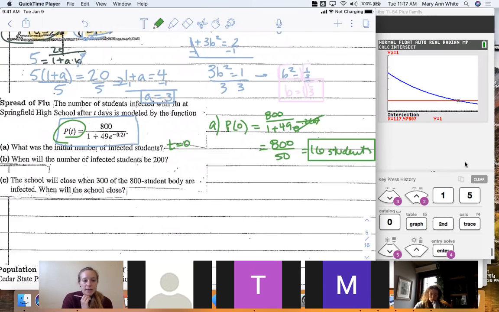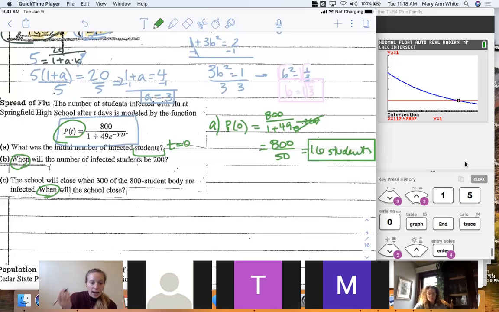So I knew to plug in for t because it says what's the initial number of infected students. My P of t is in terms of students. My t is in terms of time. So the next 2 questions are when questions. So it says, when will the number of infected students be 200? The school will close when 300 of the 800 student body are infected. When will the school close?